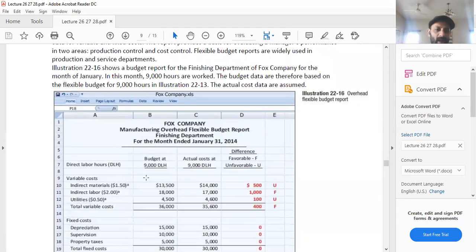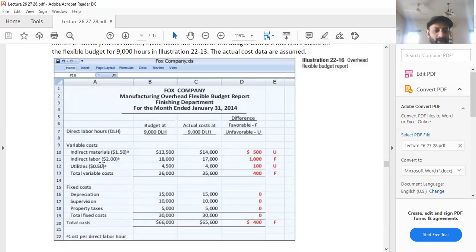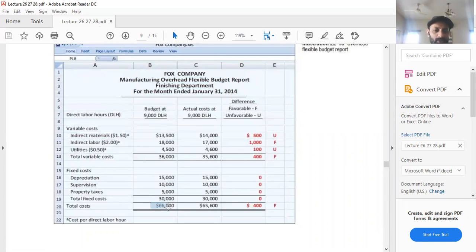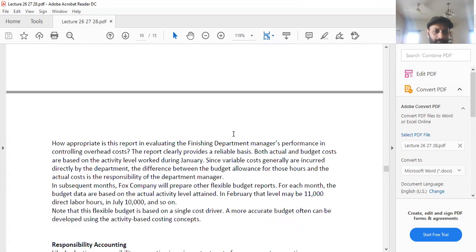So what you simply do is, you say your budget at 9,000 direct labor hours, what was the budgeted cost? We already know how to calculate it. You know the indirect material per direct labor hour, indirect labor we know, utilities we know, which we calculated above. You simply calculate it, multiply it with the desired level, and you get the total variable cost at 9,000. We know the fixed cost, so we get the total. When you compare it with the actual, obviously you can calculate the result. It will be either favorable, unfavorable, or break even.